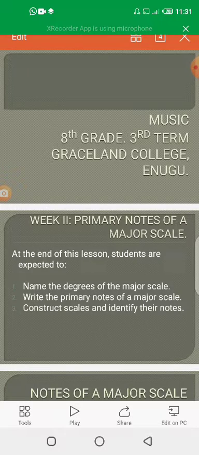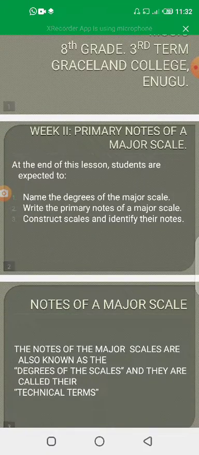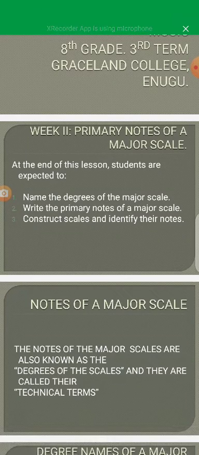Now, just like we discussed in our last class about the scheme of work, we said we will be learning 10 topics this time. Last week we treated scales and its types: the diatonic scale, the chromatic scale, and the pentatonic scale. This week we shall be treating primary notes of a major scale.